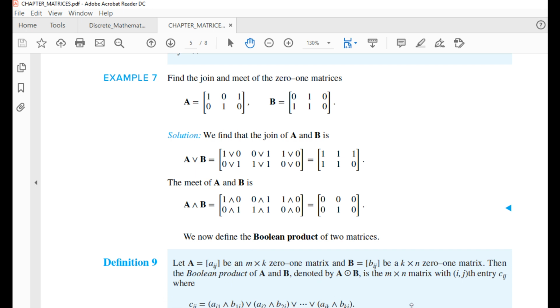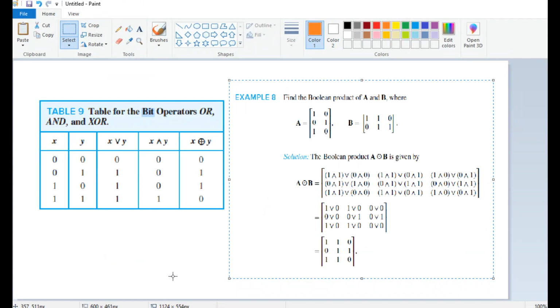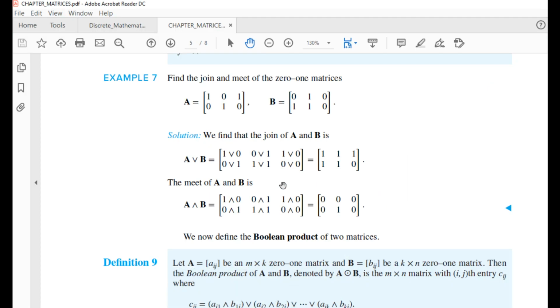Okay, so for the OR operator, if you still remember this table, the table for the bit operators OR and AND, we're not going to be using an XOR. If we're dealing with OR, 0 or 0 is 0, 0 or 1 is 1, 1 or 0 is 1, 1 or 1 is 1. So the same thing applies to what we're solving right now. So you just perform the OR operation, and there you go. You arrive at this particular answer. The meet, however, will be making use of another operator.